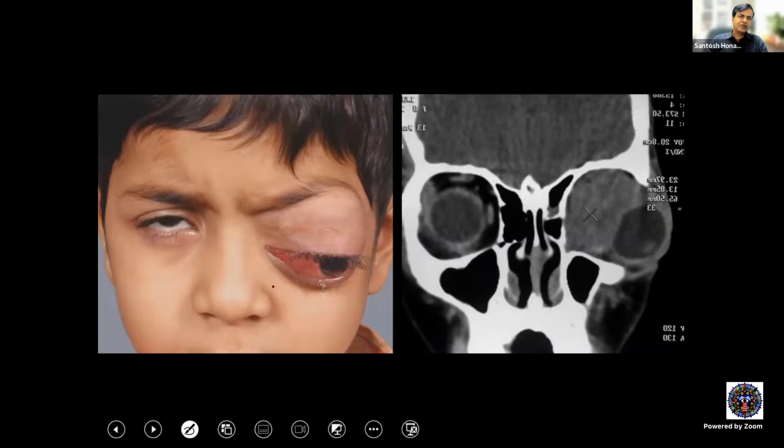One more child with a large orbital mass. This was a primitive neuroectodermal tumor.